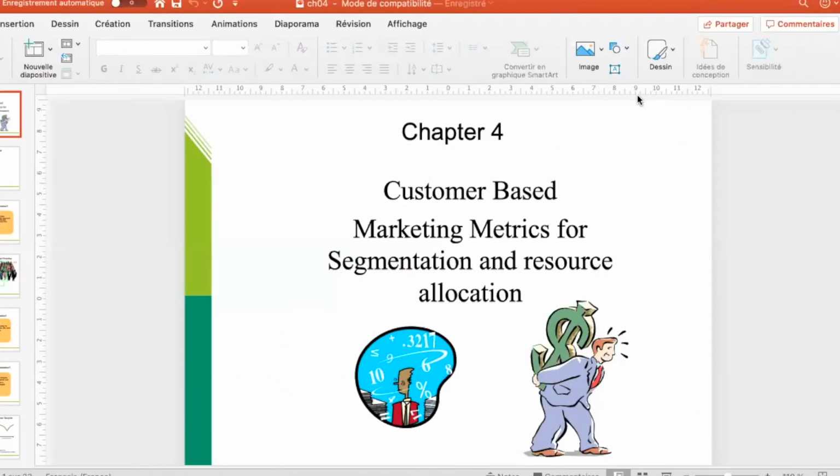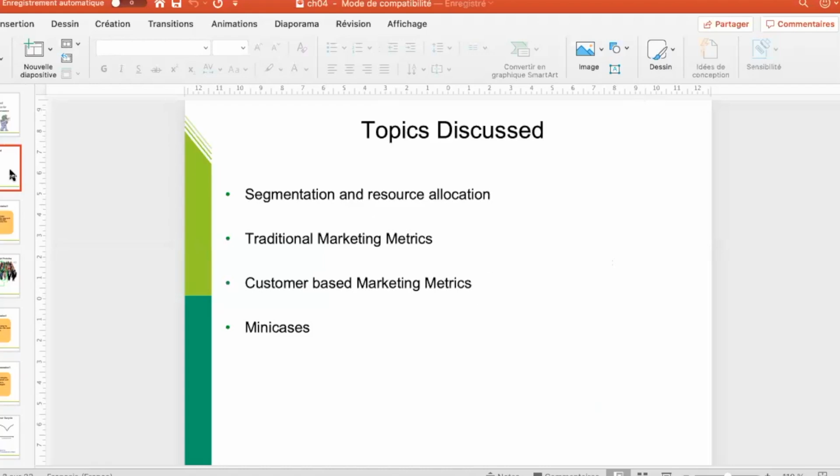In chapter 4, we will talk about customer-based marketing metrics based on transactional data, which comes from customer databases and the purchase data. And we will see how we can use this data to do segmentations. First of all, we will see different types of segmentation. We will then see traditional marketing metrics such as sales or market share. And we will then do customer-based marketing metrics.